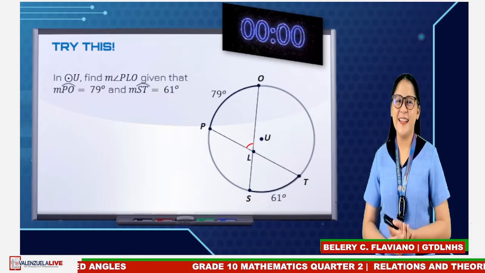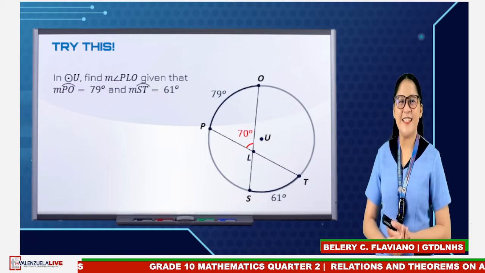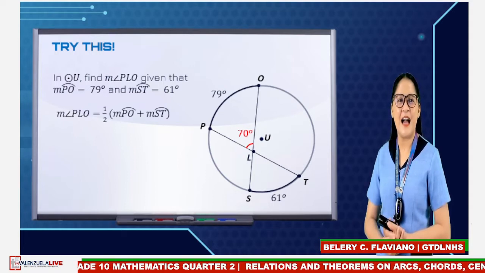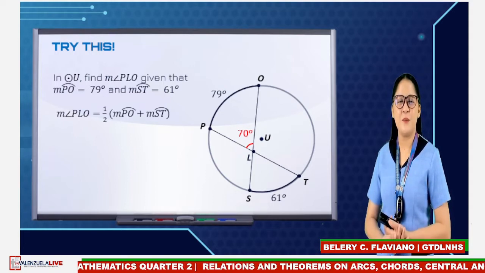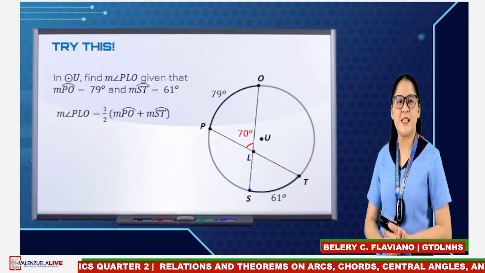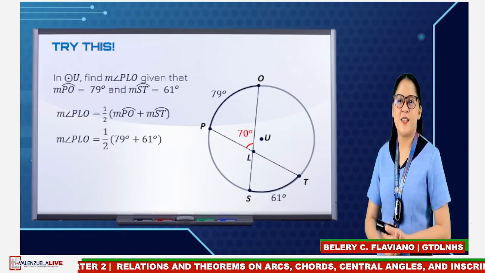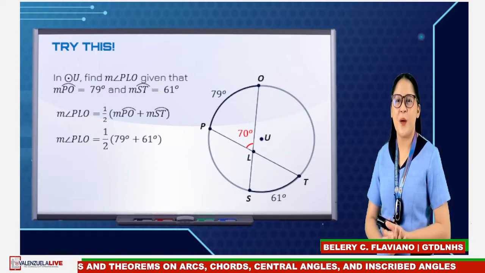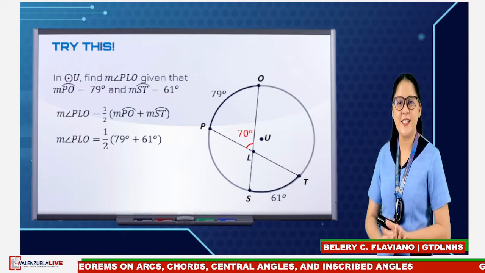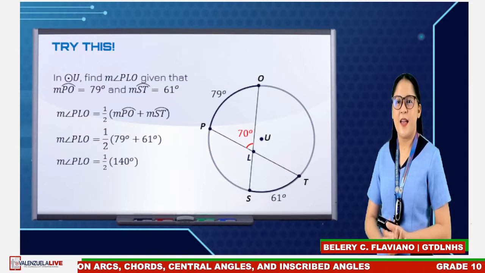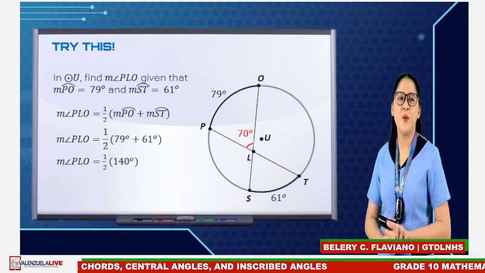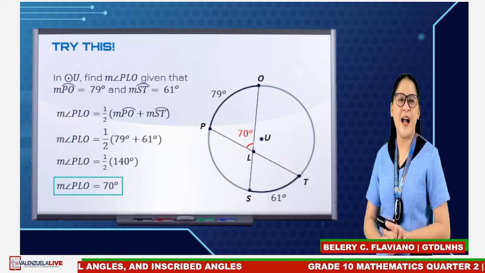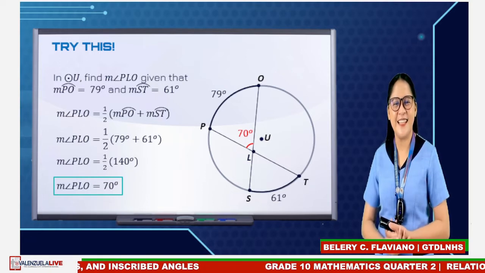Time is up, and the answer is 70 degrees. Very good. Now here's the solution. The measure of angle PLO is equal to half the sum of the measures of arc PO and arc SD. Substituting the values, the measure of angle PLO is equal to 1/2 times the sum of 79 degrees plus 61 degrees, and we have 1/2 times 140 degrees. Therefore, the measure of angle PLO is equal to 70 degrees.